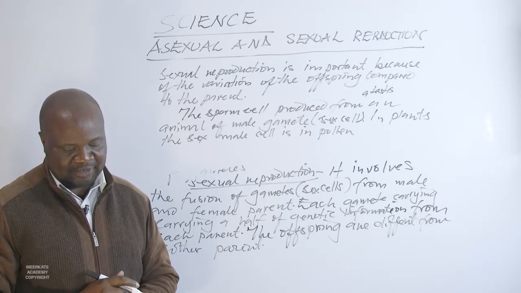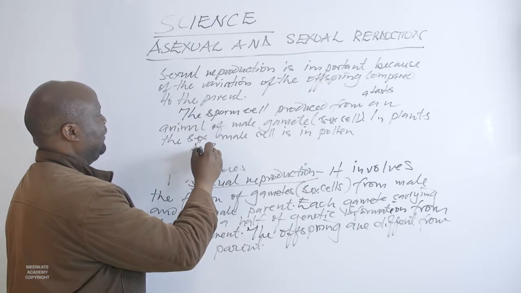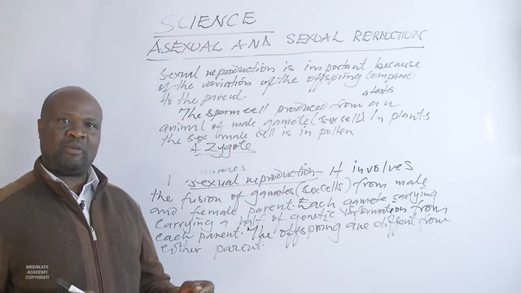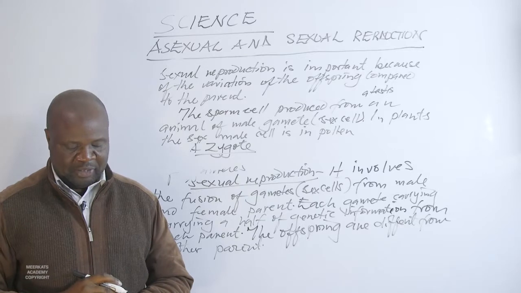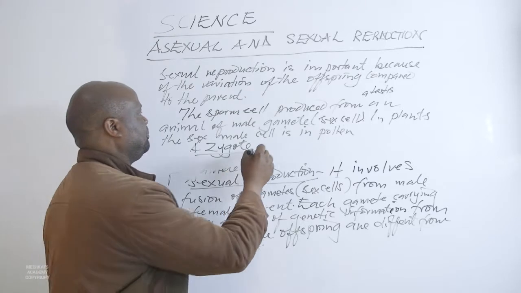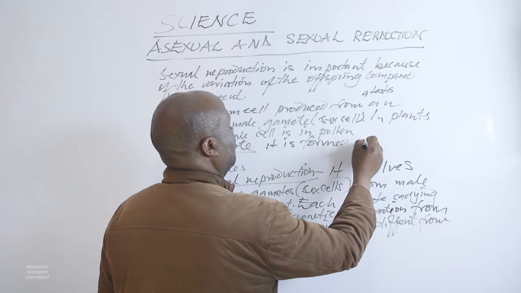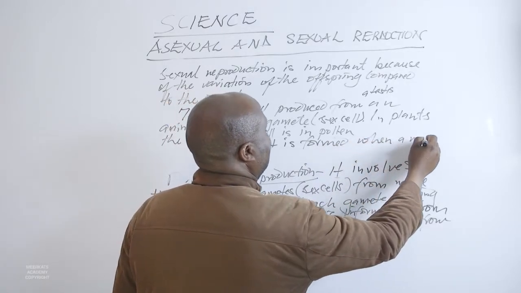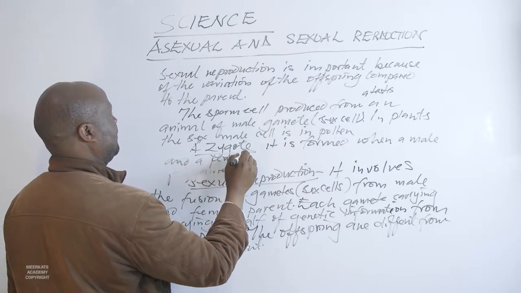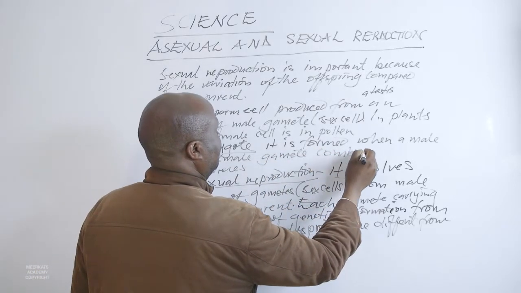That's another fact. And then we need to know about the zygote. We have important information on a zygote. What is it? We are saying a zygote is formed when a male and a female gamete combine.